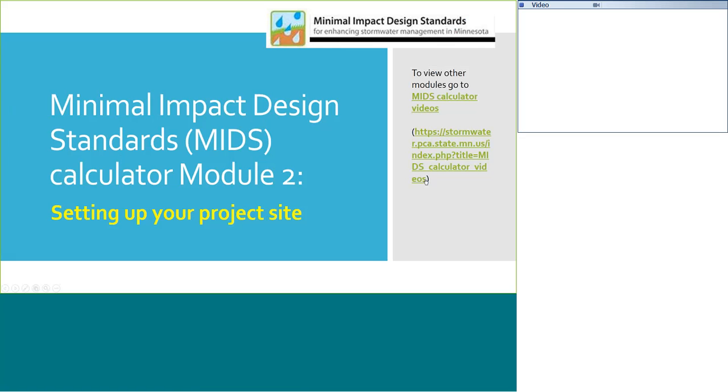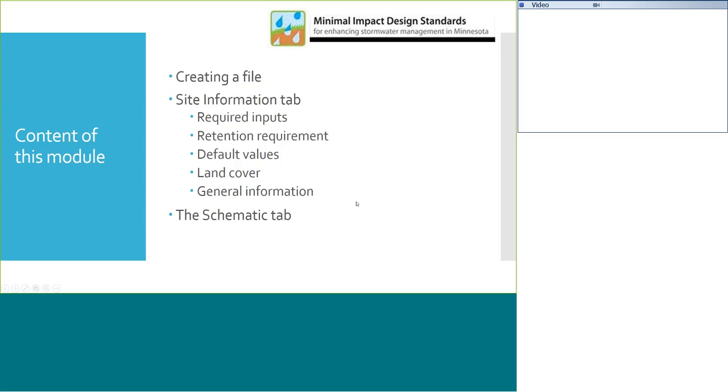In this module, we're going to create a file, and then we'll take a look at the Site Information tab, and that's where you set your site up. There are required inputs on this tab. We'll talk about the retention requirement. There are some default values that can be changed. We'll talk about land cover, and then there's some general information that you can put into your site information. We'll briefly then go to the Schematic tab. We're not going to do any actual calculations in this particular module.